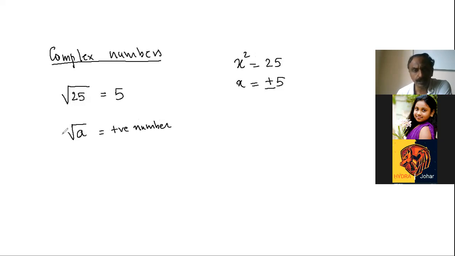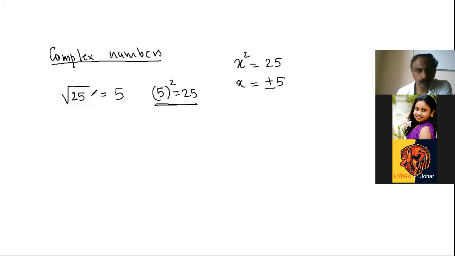First of all, the notation root stands for only positive value. Why is the square root of 25 equal to 5? How do you come to know it's correct or wrong? Because when I square 5, I get 25 as the answer. That's the reason the square root of 25 is 5.